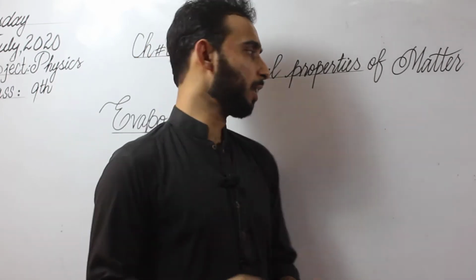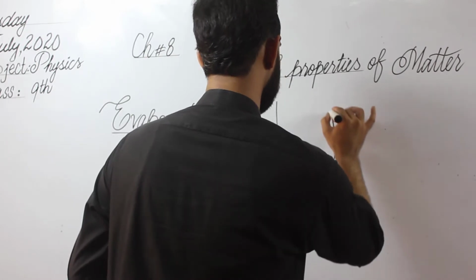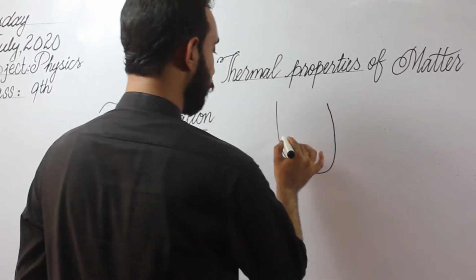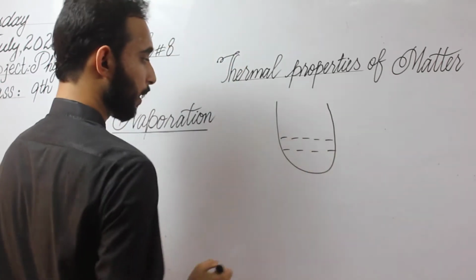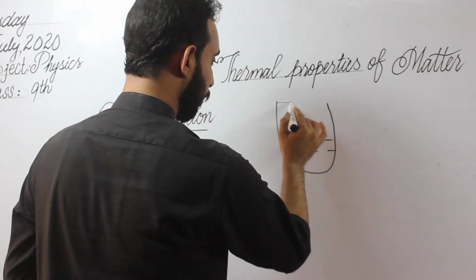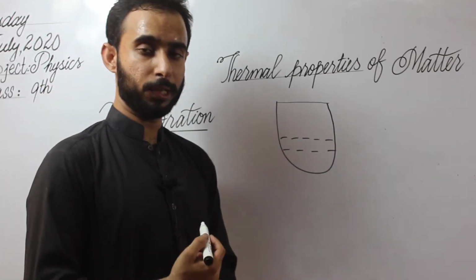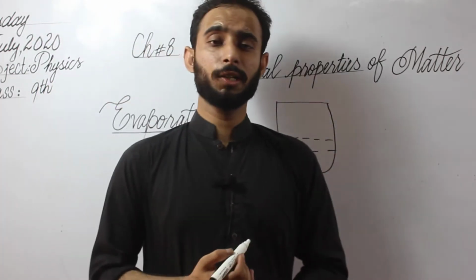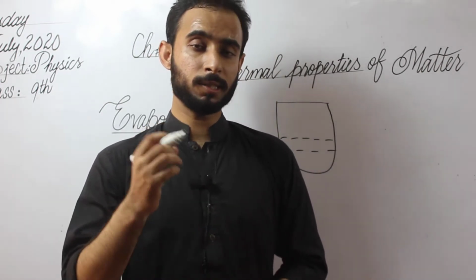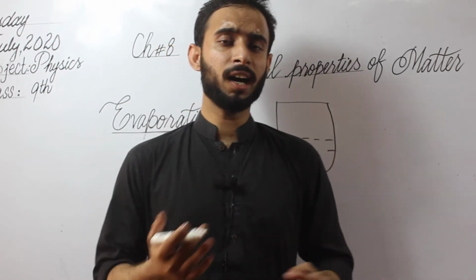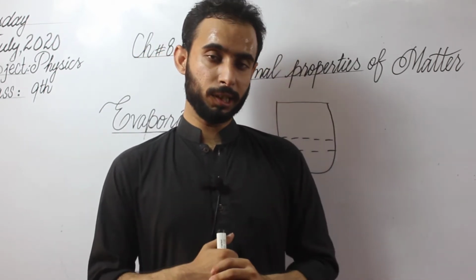First of all, take a beaker and put some water in the beaker. Also place a lid on this beaker, in other words, close this beaker. Student, you know that the water particles are always in constant motion. If they are in constant motion, they collide with each other.